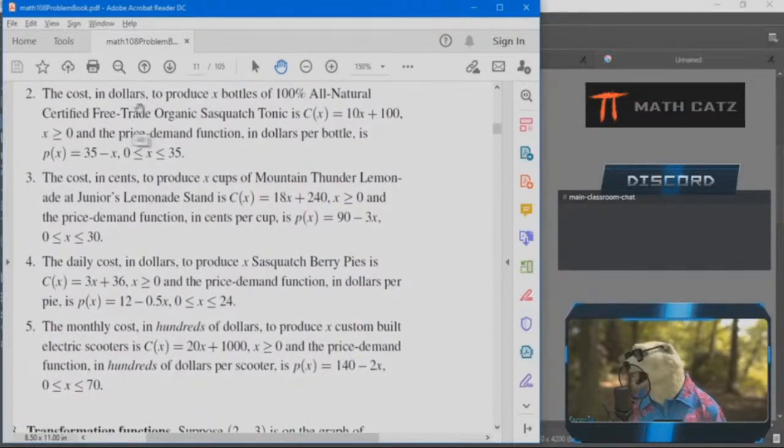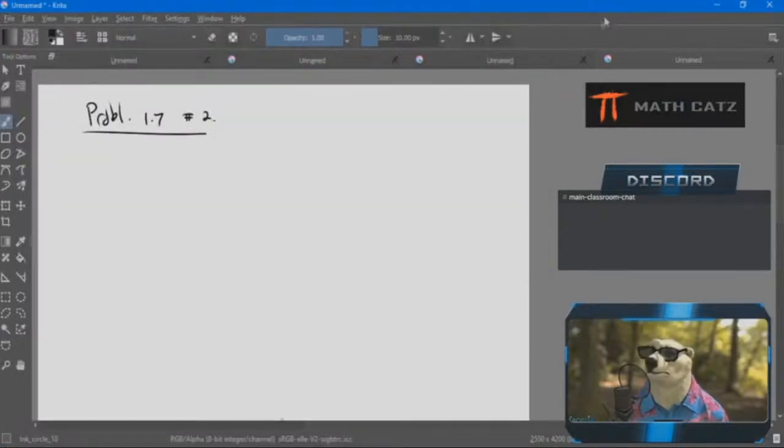So the cost in dollars to produce X bottles of something, I don't even care what it is, Sasquatch tonic, that's cool, is C, my cost function, just a different function, still the cost. And the price demand function, that predicts my price per bottle, is 35 minus X. Do everything you just did with these functions.